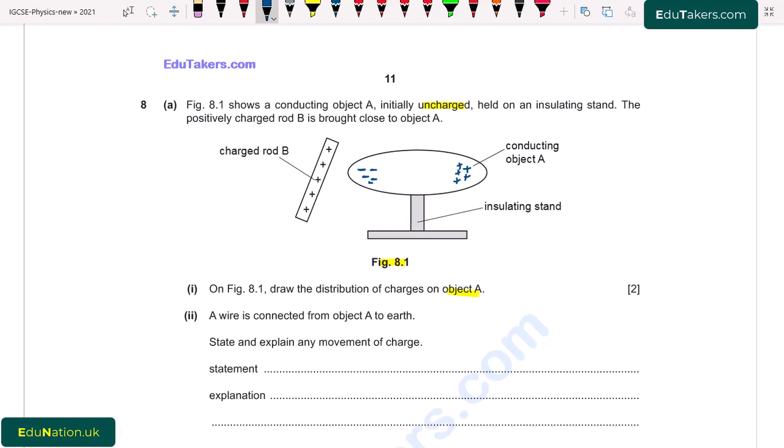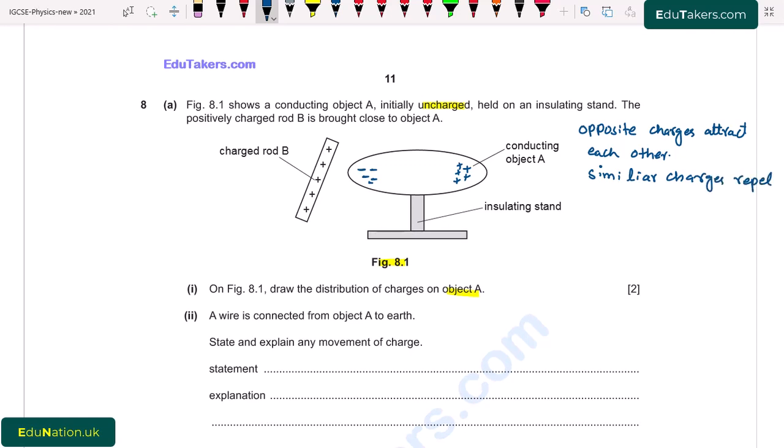So I write here: opposite charges attract each other and similar charges repel.